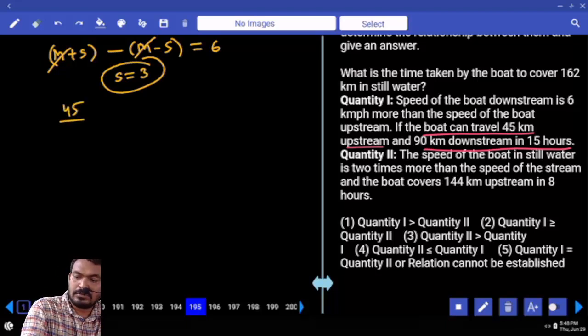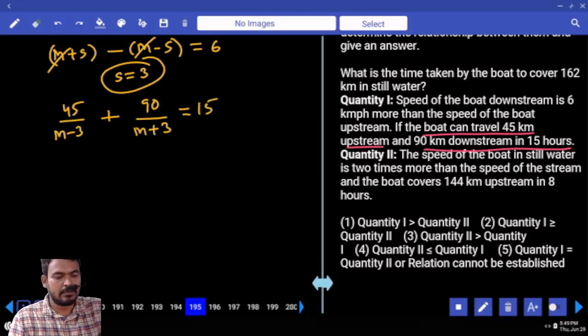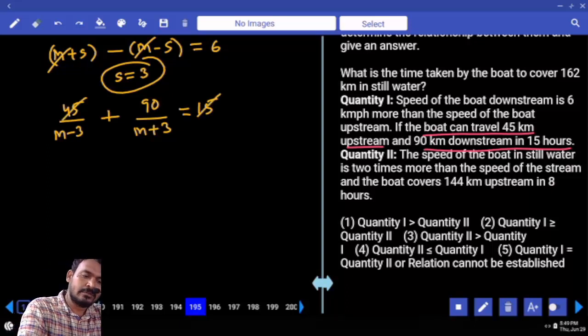And what is the upstream distance? 45. What is the downstream distance? 90. Then upstream speed we write M minus 3, downstream speed M plus 3. These two are added, we get the total time. Total time is 15 hours, sir. Simplify this one, we get the M value. 15 how many times? 3. 15 how many times? 6, sir.